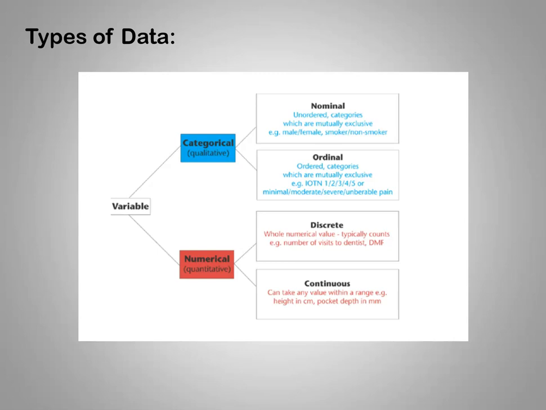Jumping down to numerical or quantitative, there's what's called discrete. Whole numerical values, typically counts, like the number of visits to a dentist or something like that. Continuous can take any value in any range, height, pocket depth, or so on.